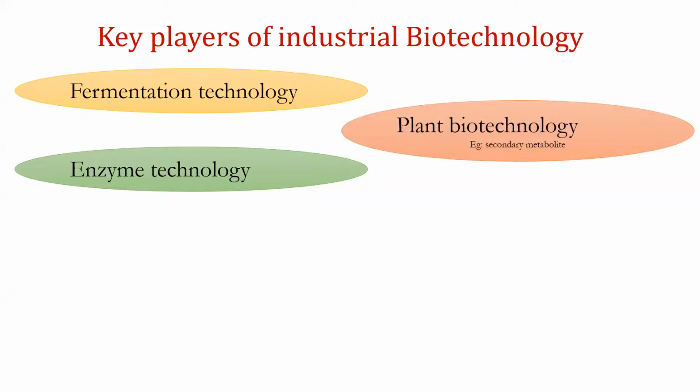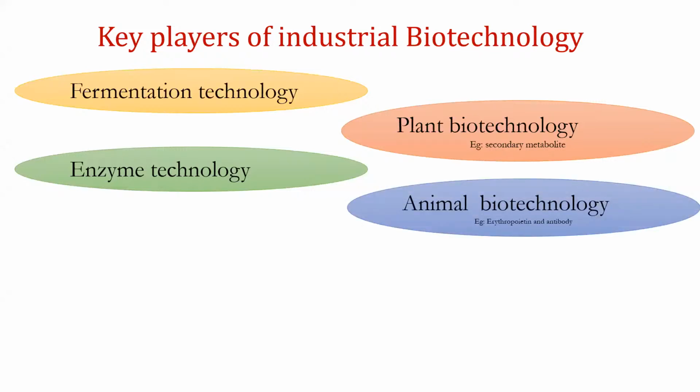Now, with the advancement, plant biotechnology also became a key player in industrial biotechnology. Plant biotechnology means plant tissue culture. They have used plant tissue culture, plant cell culture to produce certain types of desired compounds, like Taxol, which is an anti-tumor agent. Large scale production is done by plant biotechnology using plant cell culture. Apart from that, you can go with GM, genetically modified plants, to get your desired end products.